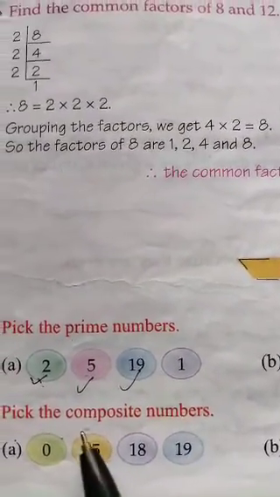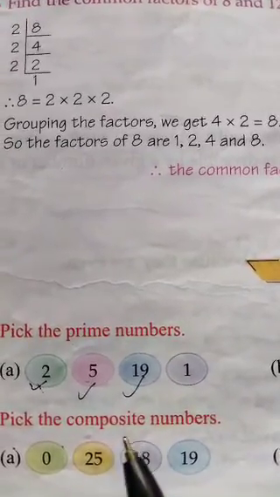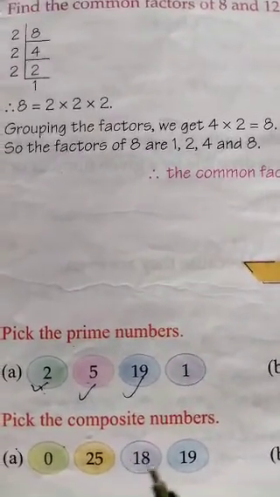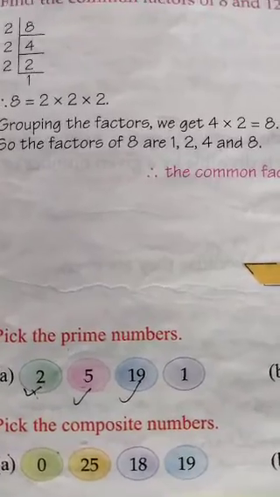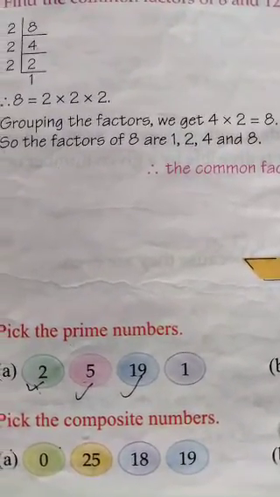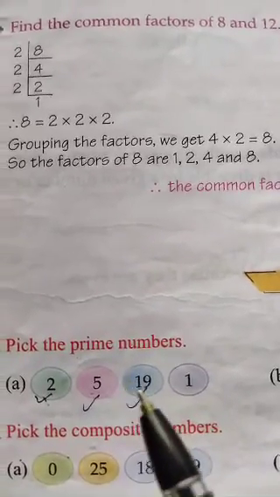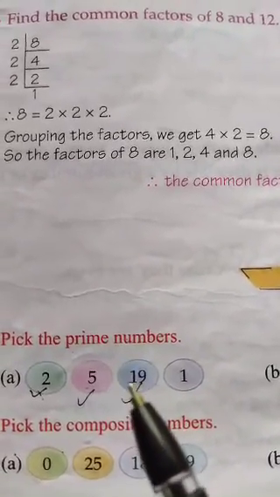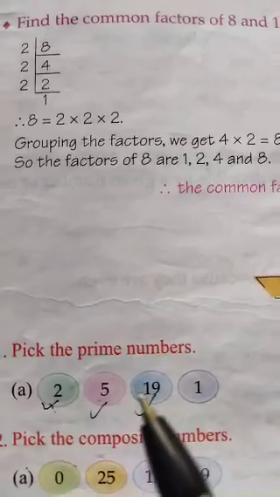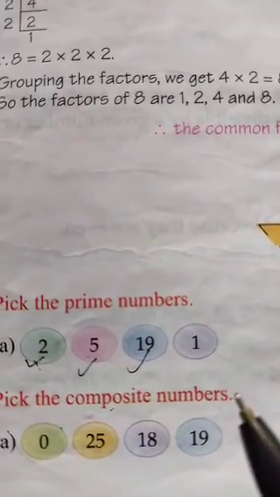Now coming on to question number 2, pick the composite numbers. Now what are composite numbers? Composite numbers are those numbers which can be divided by other numbers also, which are coming in the tables of other numbers also. It is the very opposite of prime numbers. Prime numbers are those numbers which can be divided only by the number itself and not by any other number. Composite numbers can be divided by other numbers also.